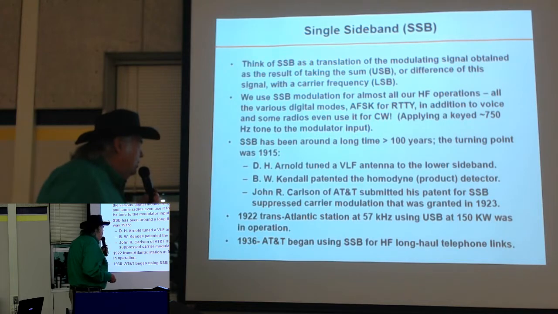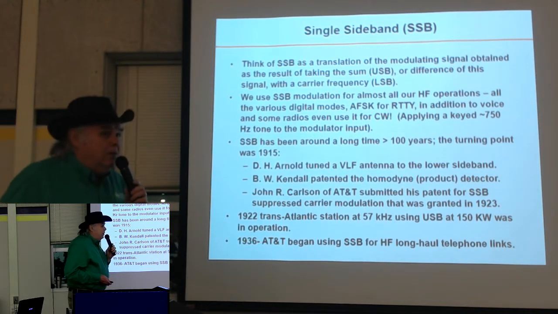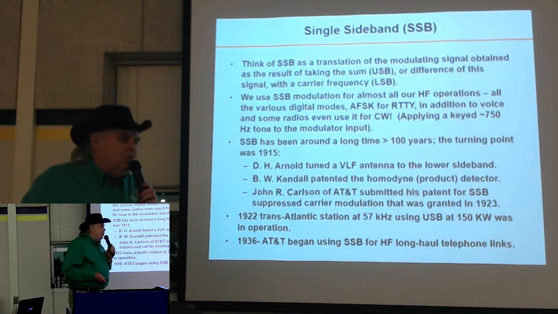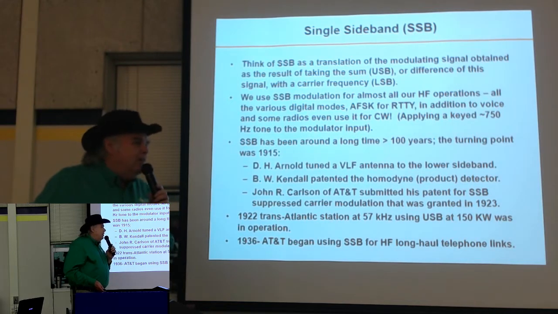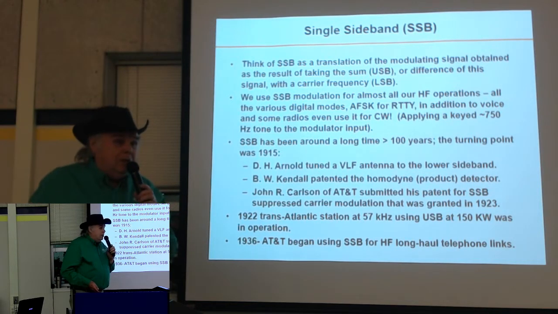And by 1936, AT&T began using SSB for all their HF long-haul telephone links. So back before World War II, if someone had the money to put a circuit in and get a telephone call from here to England, it was going on single sideband.